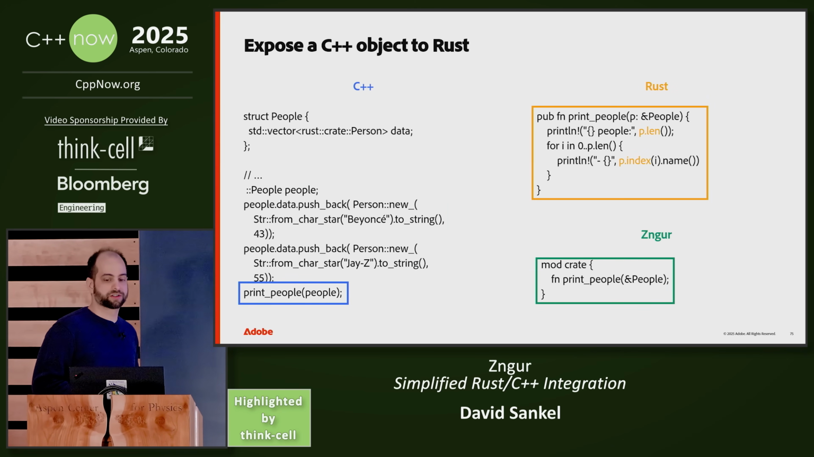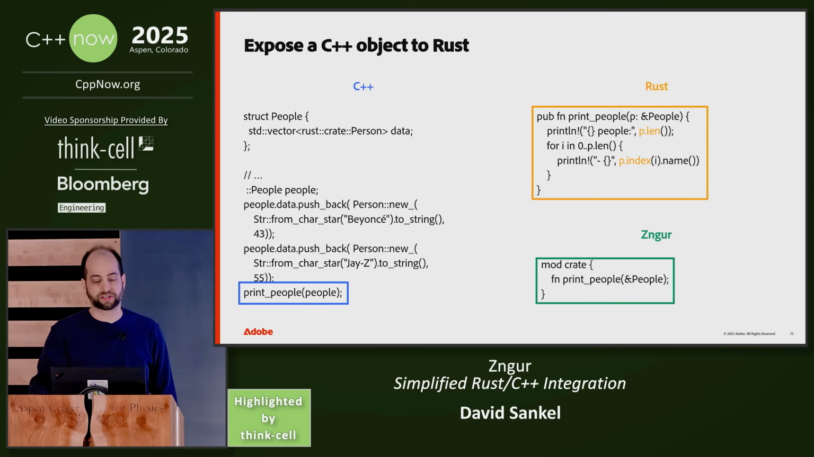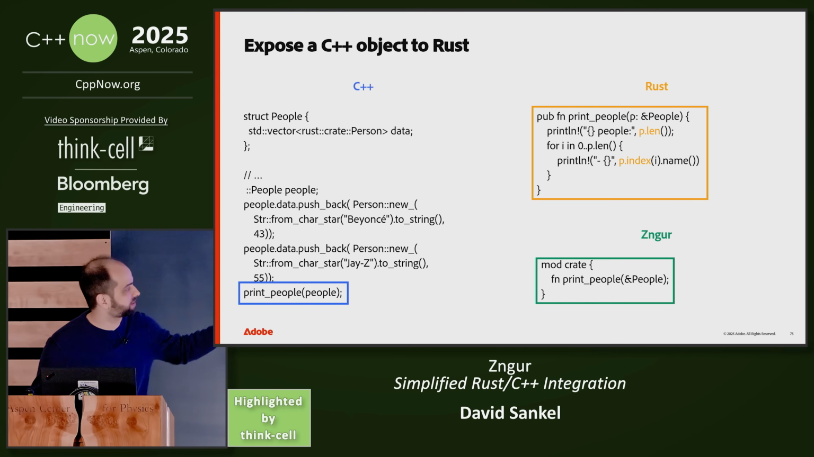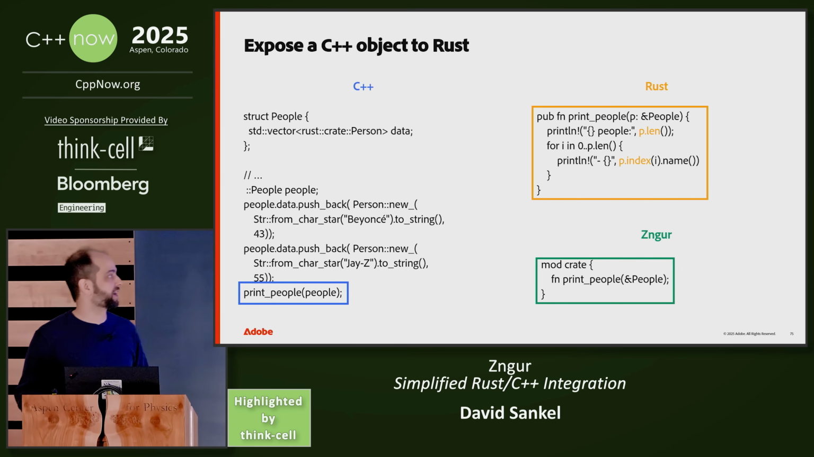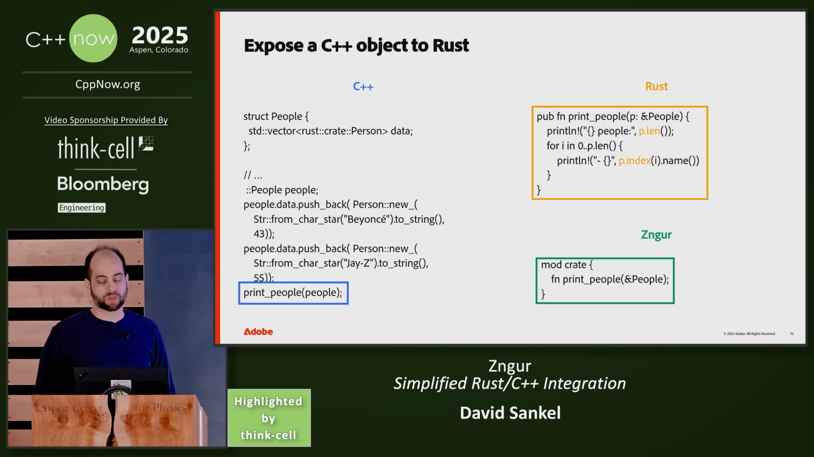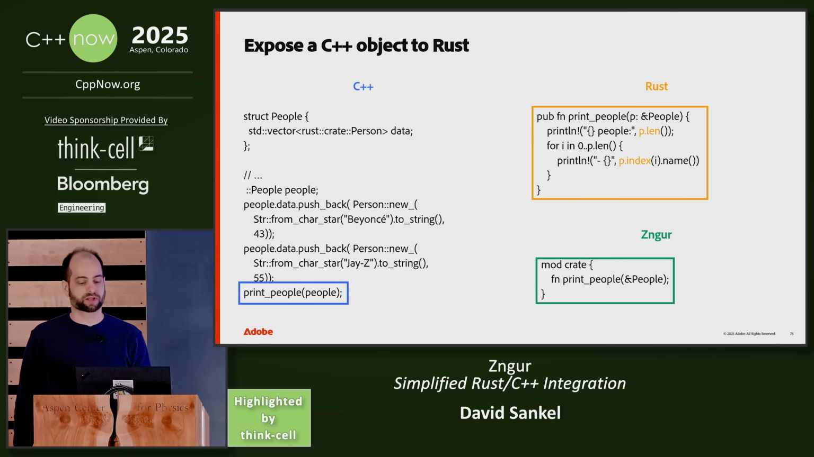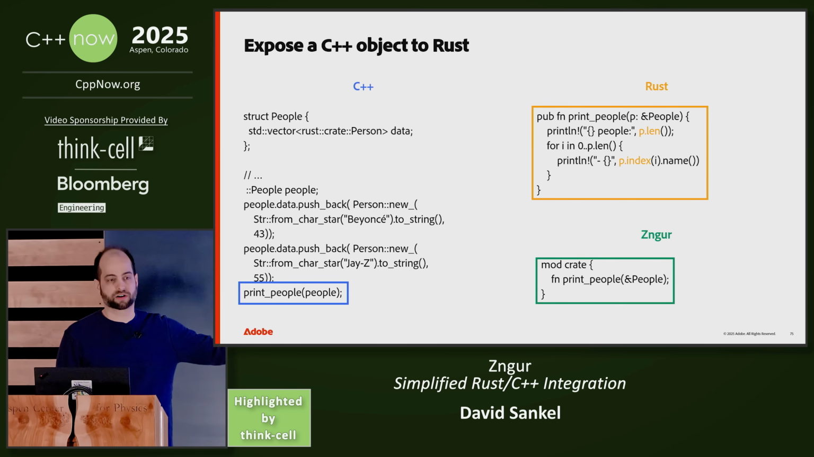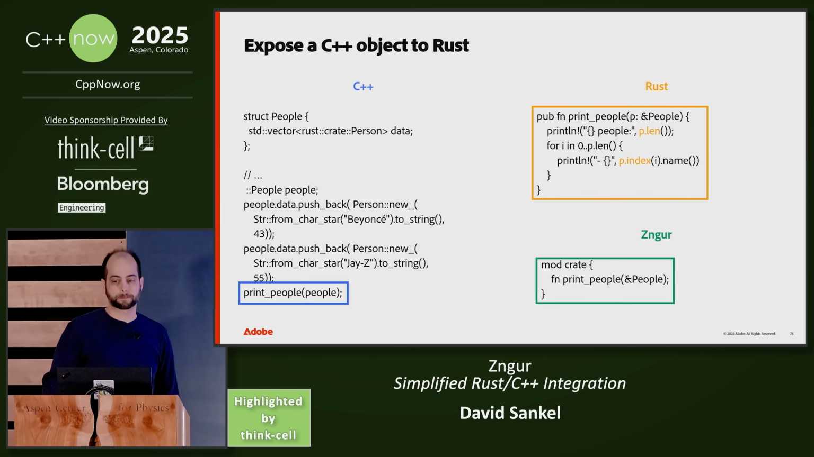And this Rust function, you can see on the right, print_people is the name of it. It calls p.len to get the length. It calls p.index to get the value at index I of that underlying vector there. And to expose this print_people function, which is written in Rust, so you can use it in C++, we already know how to do that in Zngur, so that's the Zngur code for that.